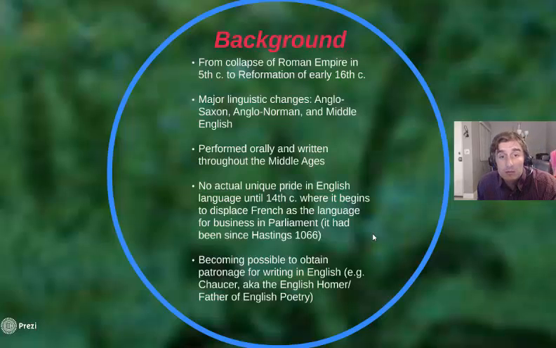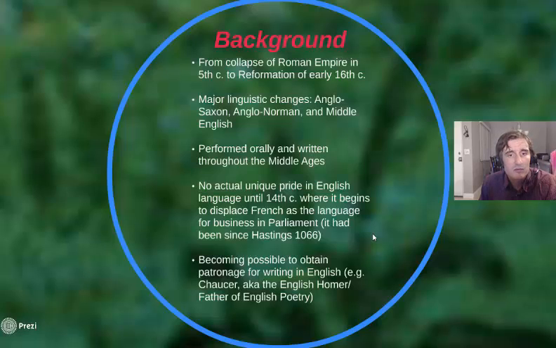And so a lot of language during this time was performed orally and written throughout the Middle Ages. The earliest time I think we have written documents is the 7th century. Before then, a lot of it was orally passed down. And the language system just changes a lot. It's a very diverse linguistic period as far as linguistic development is concerned. So, for instance, there's no actual unique pride in the English language until the 1300s.